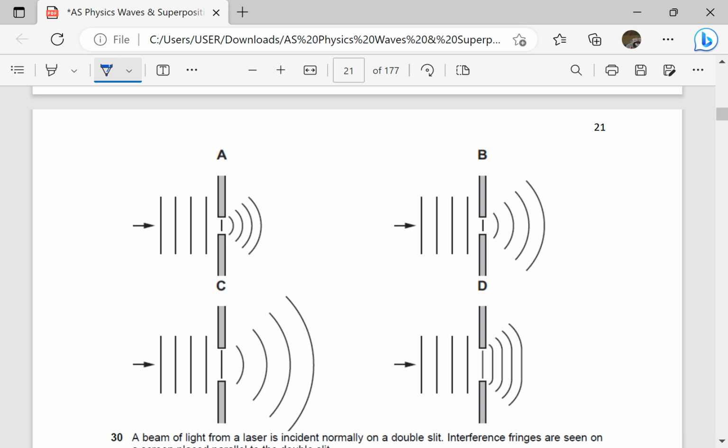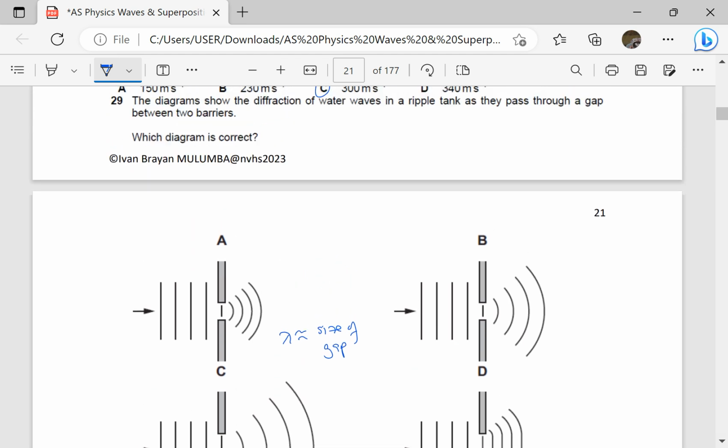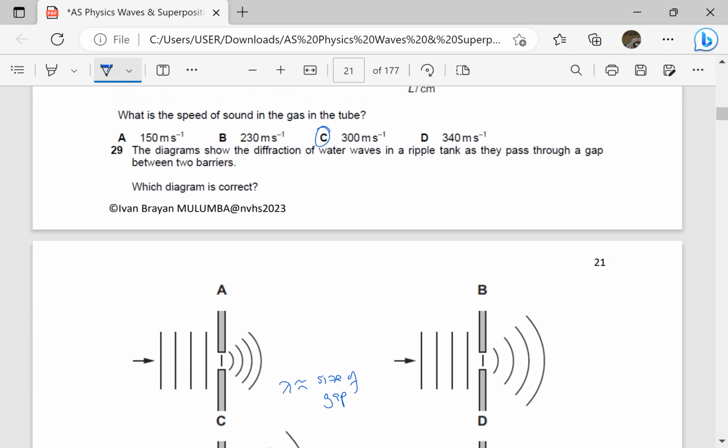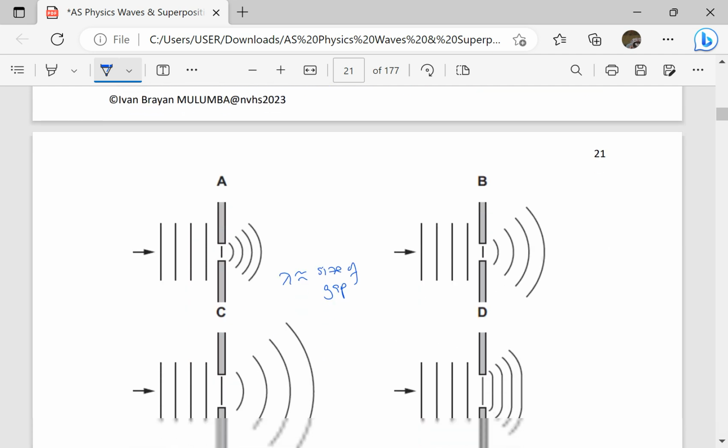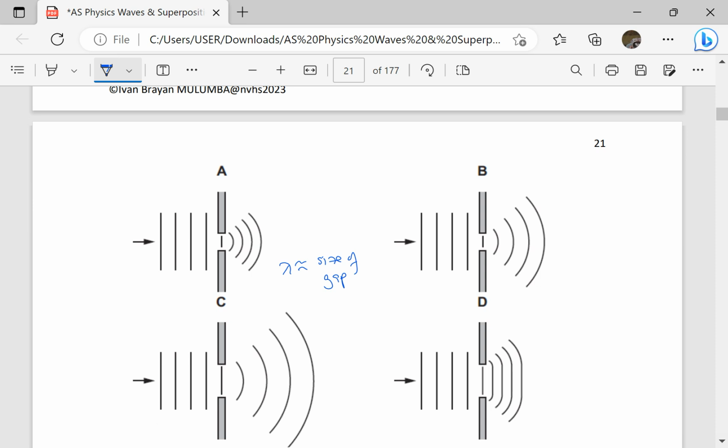We know that diffraction is maximum when the wavelength is approximately equal to the size of the gap. So the question is which diagram is correct? When we check the wavelength here, the wavelength has not changed. Of course, the wavelength does not change due to diffraction. It is just the angle of diffraction that changes.